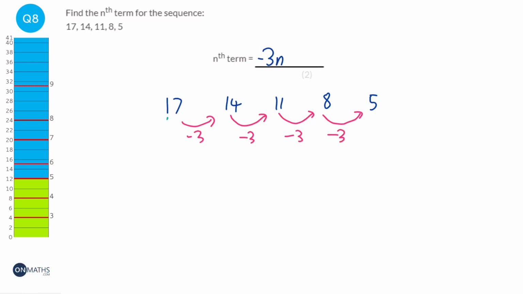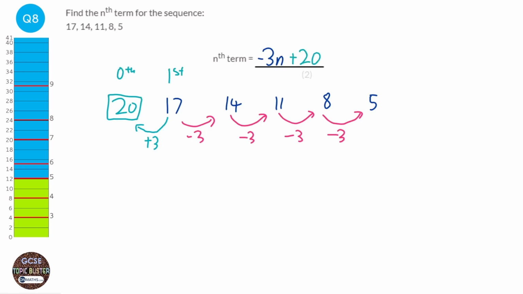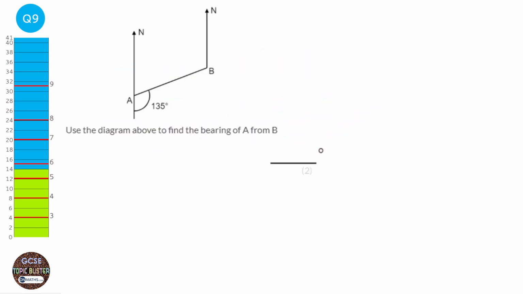Then what we do is we go backwards to find the 0th term. So actually going backwards, we would add 3, and we would find it to be 20. So whatever numbers are 0th term, because 17 is our first term, is going to be what we add to the minus 3n. So it's going to be add 20. So our answer is minus 3n plus 20.